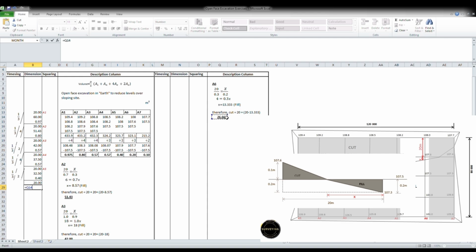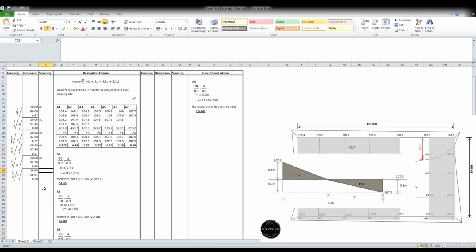And now we can go back to our dimension column and insert our dimensions. So we know that that is 20. And then we have 26.667. And then our depth of 0.20. Because this is an even numbered section, we're going to multiply it by 1/3 and 4. Okay, so we're going to reference that as A6.